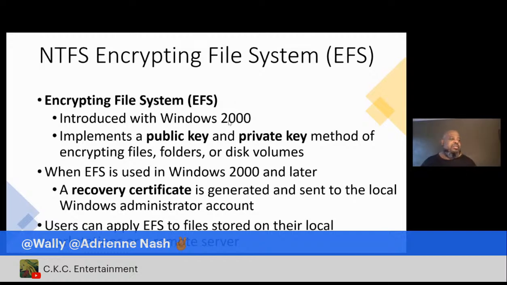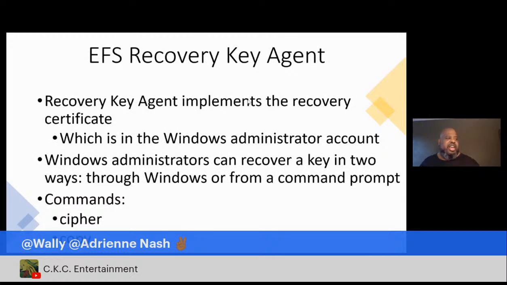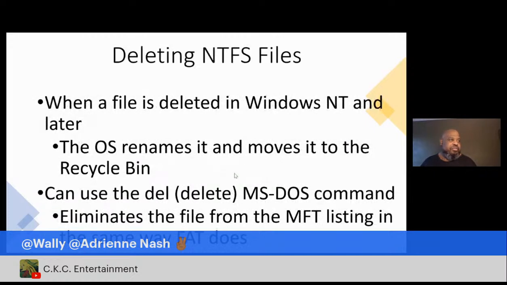Encrypting File System on Windows 2000 implements public key and private key methods for encrypting files, folders, and disks. After that, a recovery certificate is generated and sent to the local Windows administrators. Users can apply EFS to files stored on their local workstations or remote servers. The recovery key agent implements the recovery certificate, which is the Windows administrator account, and can recover a key in two ways: by the cipher or by copying it.